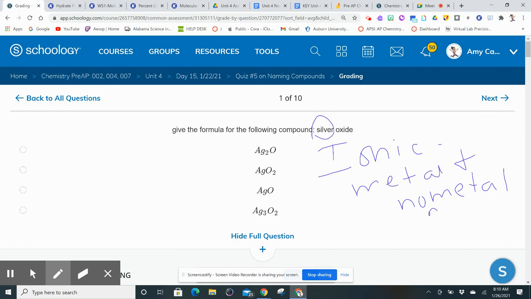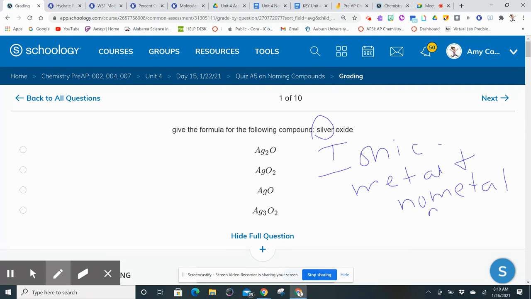Silver is a metal. I know that silver is a metal because it is in the middle and left side of the periodic table, which you will have. So if you have anything in the middle and anything on the left side of the periodic table, that is a metal. Okay? So silver is a metal. Oxygen is a nonmetal because it's on the right side of the periodic table.